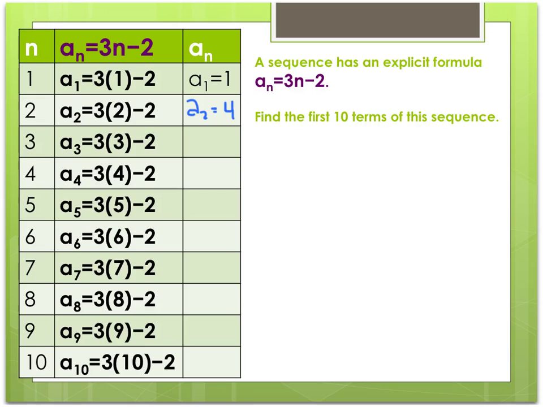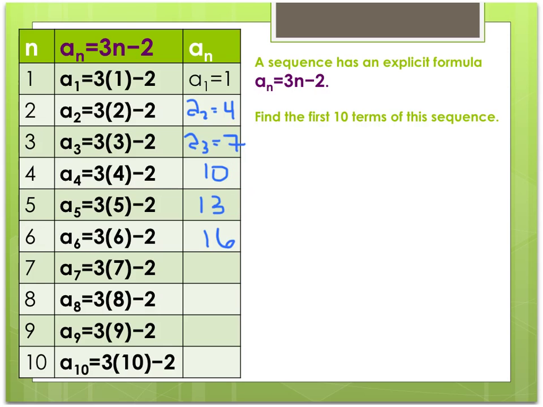Now we are going to do the first 10 terms. So now A sub 3, I plug in 3, 9 minus 2 is 7. Plug in 4, 12 minus 2 gives me 10. Plug in 5, 15 minus 2 gives me 13. Plug in 6, 18 minus 2 gives me 16. As you can see, hopefully, you are seeing the pattern here. So from 1 to 4, I added 3. From 7 to 10, I added 3. From 10 to 13, I added 3.